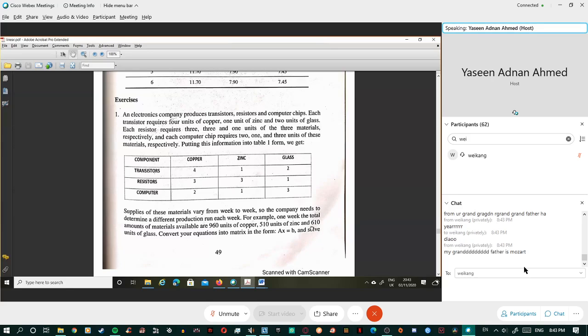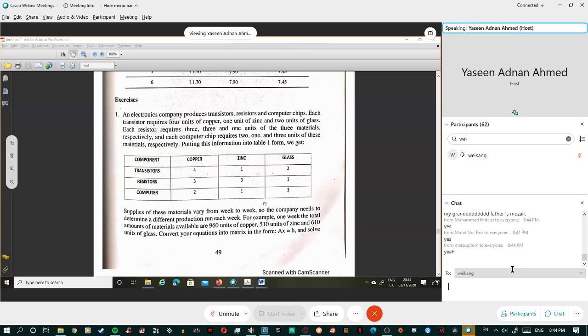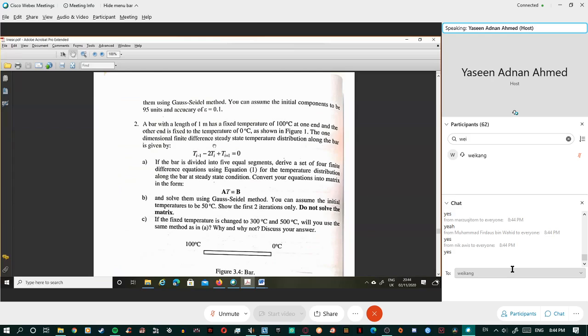So you will have three equations and three unknowns. If you solve for x, y, z, you will get how many transistors, registers, and computers you can produce per week. You can easily solve x, y, z or x1, x2, x3 from these three equations. Understood? That's how you relate. So you can solve it, I think.